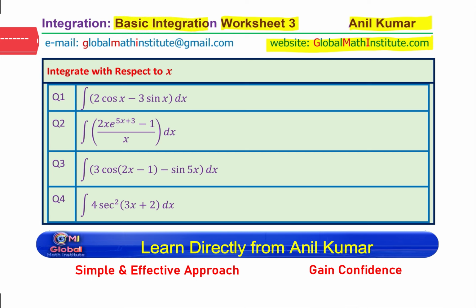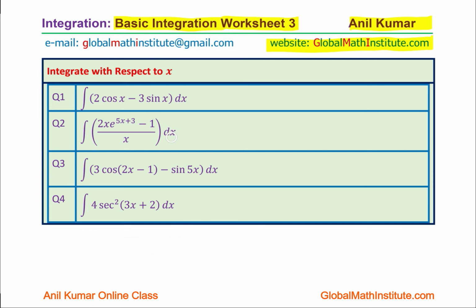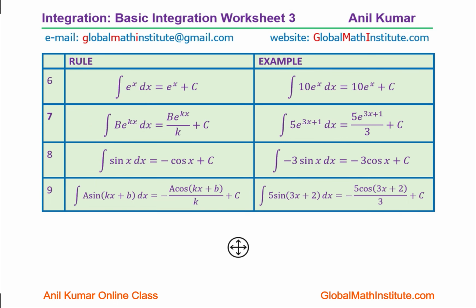We are exploring basic integration techniques using 9 rules, right? So here are 4 questions for you. Integrate 2 cos x minus 3 sin x dx. Integrate 2x e to the power of 5x plus 3 minus 1 over x with reference to x dx, right? So likewise, we have 4 of them. Now they involve trigonometric and exponential functions. To solve these, we'll look into the basic rules which relate to the exponential and trigonometric functions.